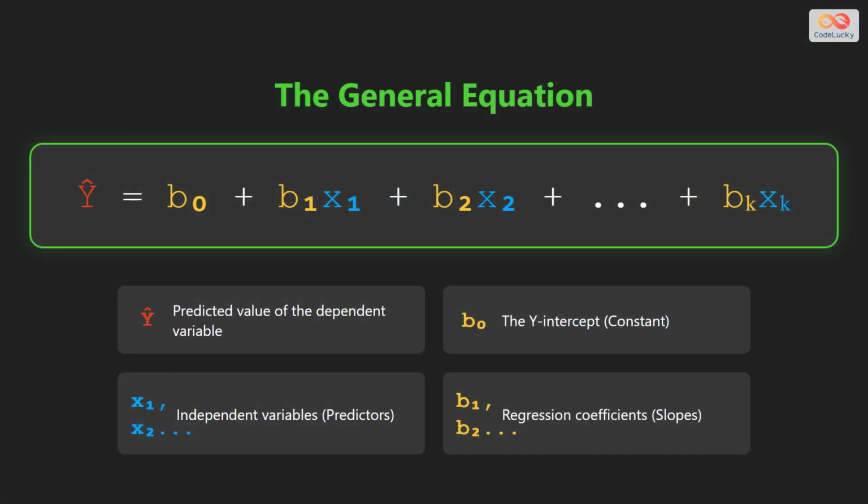Here is the general equation for multiple regression. It looks a bit long, but it is just an extension of the simple line equation you likely know. Y hat is our predicted value. b₀ is the intercept. Then we have a series of terms, b1 times x1 plus b2 times x2, all the way up to bk times xk in this formula. The x's are your different predictor variables, and the b's are the coefficients, or weights, assigned to each of those variables.